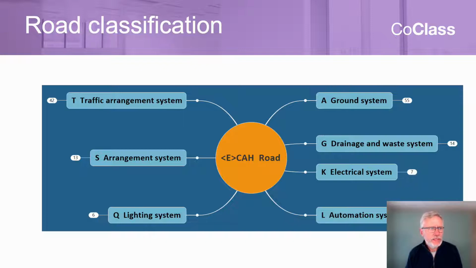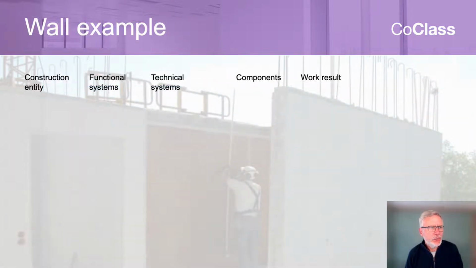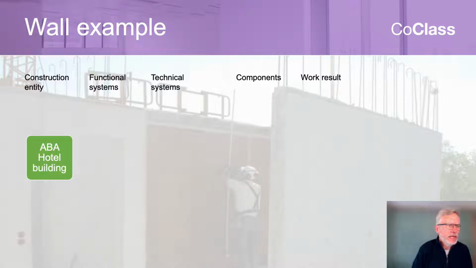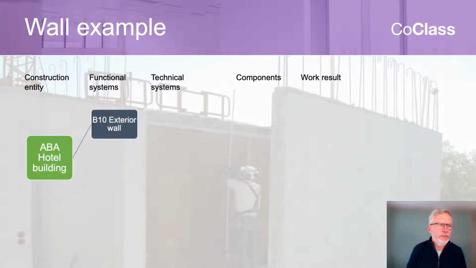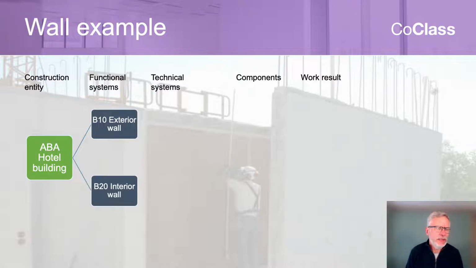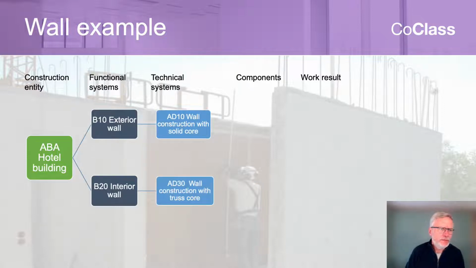So to be more concrete, the wall example then, you have the entity, for instance a hotel building. You have functional systems, in this case B10 exterior wall and B20 interior wall, the numbers then being types of wall systems. Both of them have a technical system, or constructive system as we call them. In this case AD10, a wall construction with a solid core for the exterior wall, and AD30, wall construction with the truss core for the interior walls.